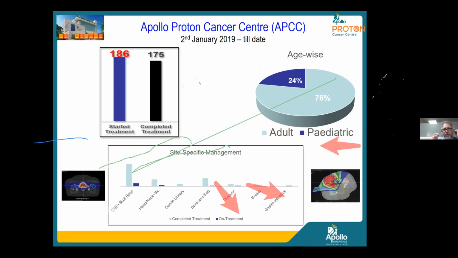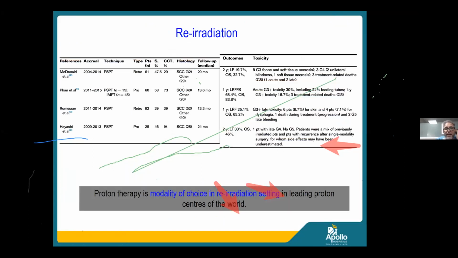As I said, we are very close to reaching the 200 mark because a lot of patients are under treatment at the moment. As one would expect, and actually that is appropriate as well, a significant proportion, about a quarter, belong to the pediatric subgroup. We have treated all sites: the brain tumors, head and neck cancer, genitourinary, bone and soft tissue, thoracic, breast, and GI. About 10 to 20% of cancers, mainly in head and neck, brain, and many other sites, have to be re-radiated, and whenever there is a re-radiation, proton therapy is the treatment of choice.